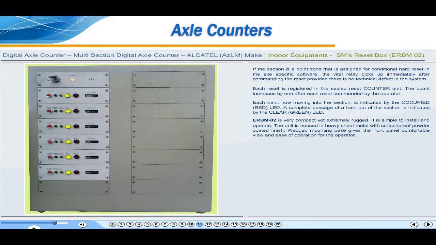ERBM02 is very compact yet extremely rugged. It is simple to install and operate. The unit is housed in heavy sheet metal with a scratch-proof powder coated finish. The wedged mounting base gives the front panel a comfortable view and ease of operation for the operator.